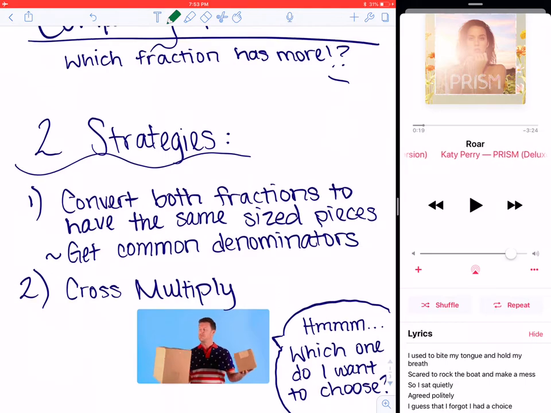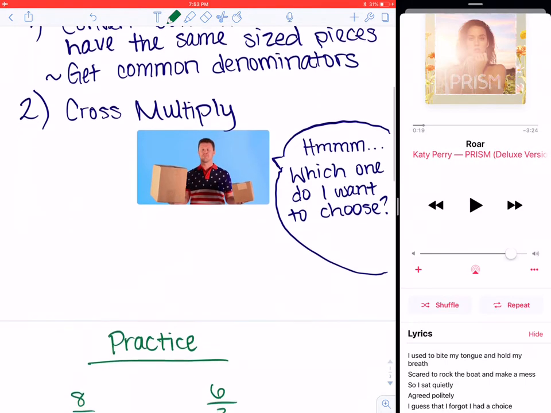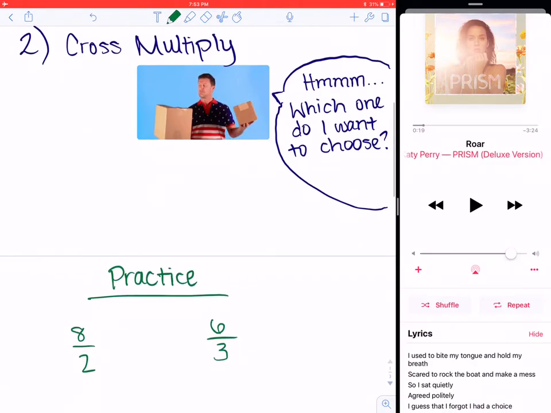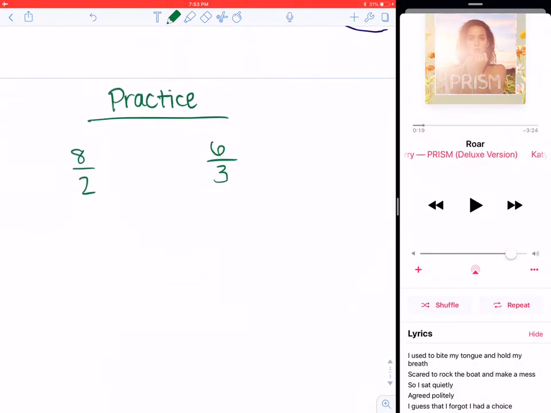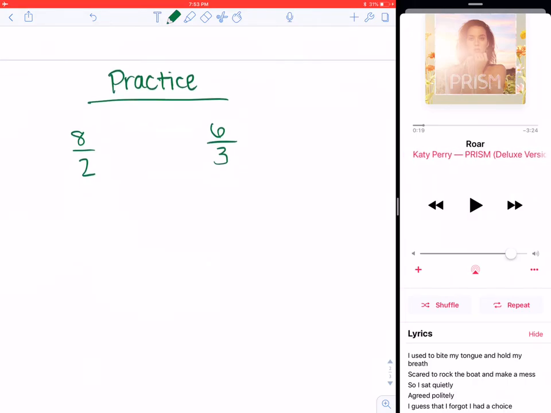So, which do I want to choose? Let's look at what they look like. All right, so here I have 2 fractions. I have 8/2 and 6/3. Now, based on what I know about making improper fractions into mixed numbers, let's start by doing that because I think it might help us in comparing once we learn the mathematical ways.